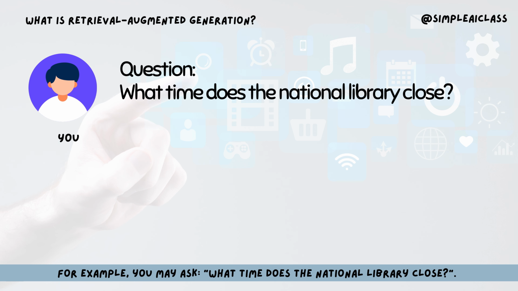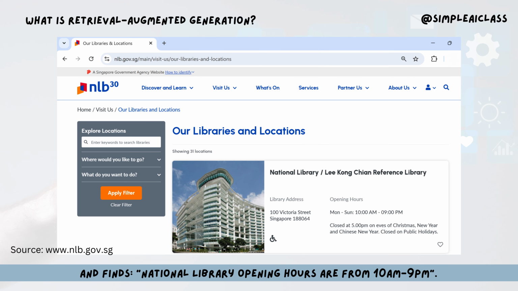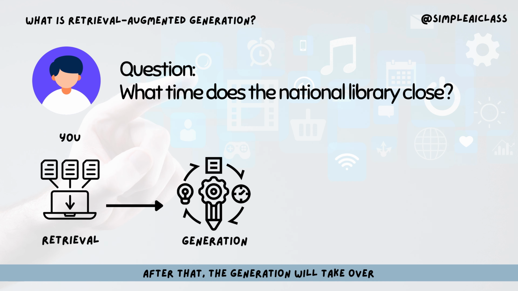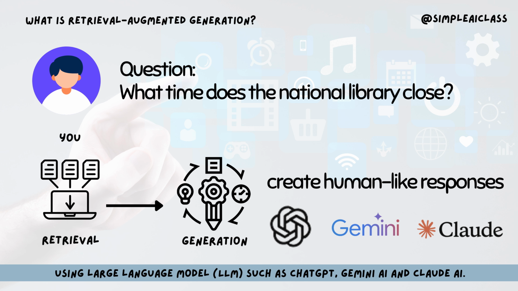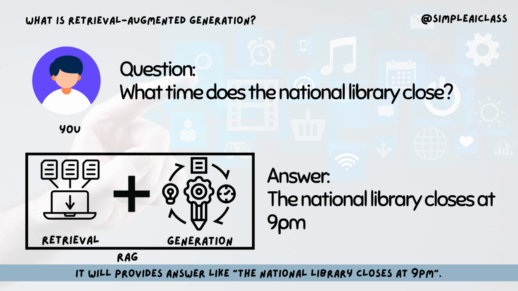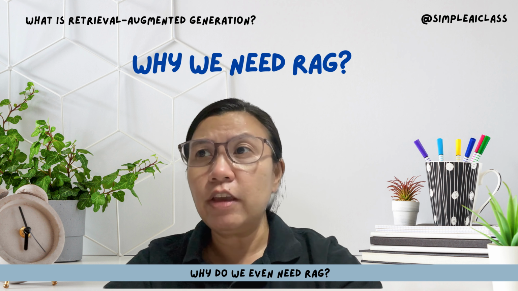For example, you may ask, what time does the National Library close? The retrieval would search through documents or the library website and find that National Library opening hours are from 10 a.m. to 9 p.m. After that, the generation will take over and use the retrieved information to create human-like responses. Using large language models such as ChatGPT, Gemini AI, and Claude AI, it will provide answers like, the National Library closes at 9 p.m.